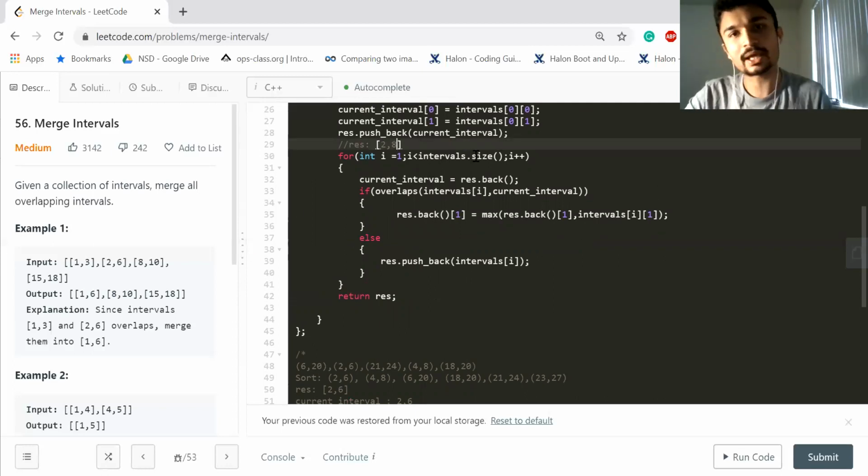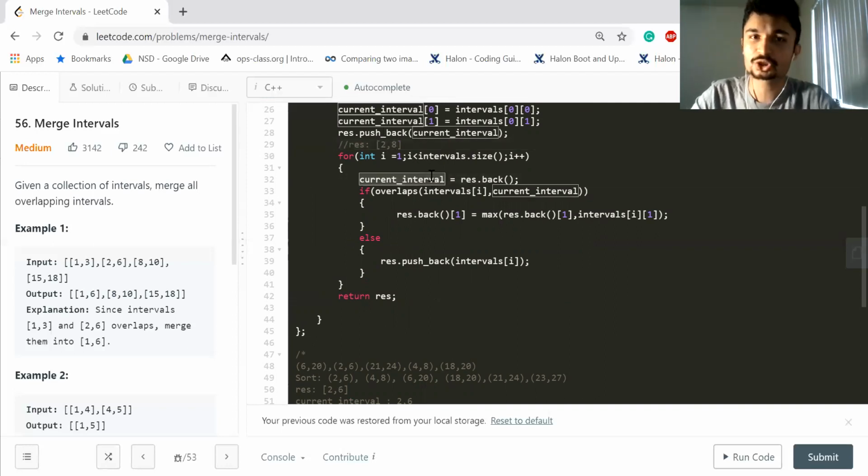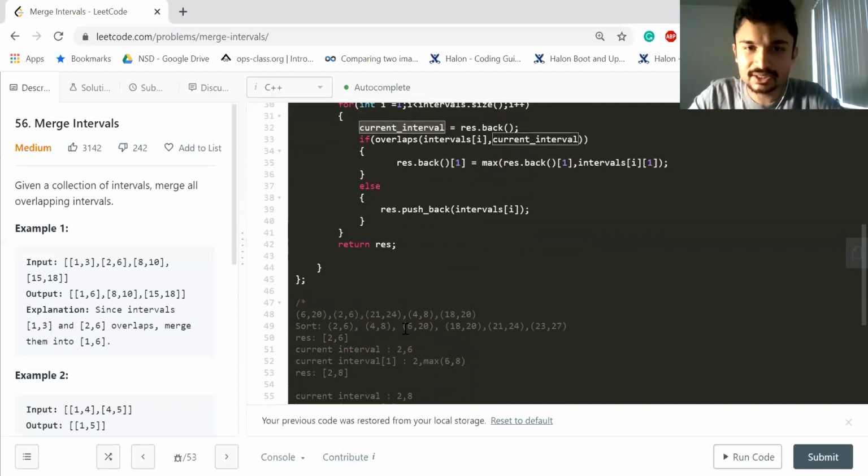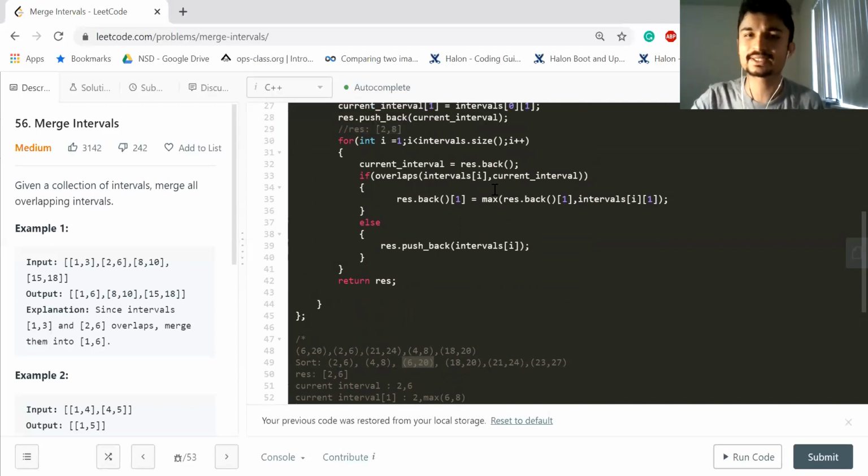In the next loop, what happens? What is my current interval? It is 2,8. What is the interval I am on? It is 6,20. Do they overlap? Answer is yes, they do overlap. If they overlap, result.back, again 2,8, is referenced, and the maximum of 8 and 20 is taken, and this gets replaced by 20.